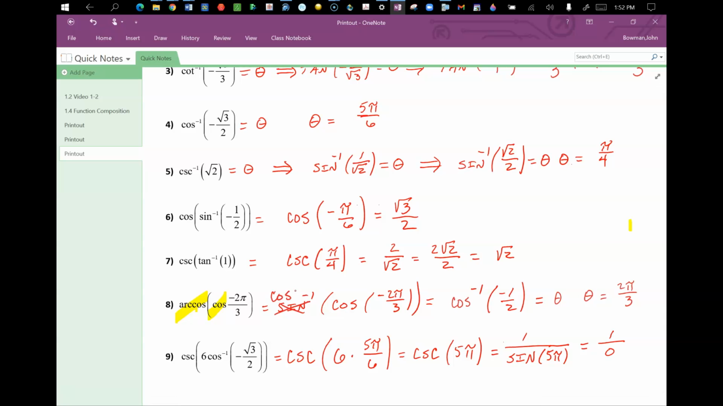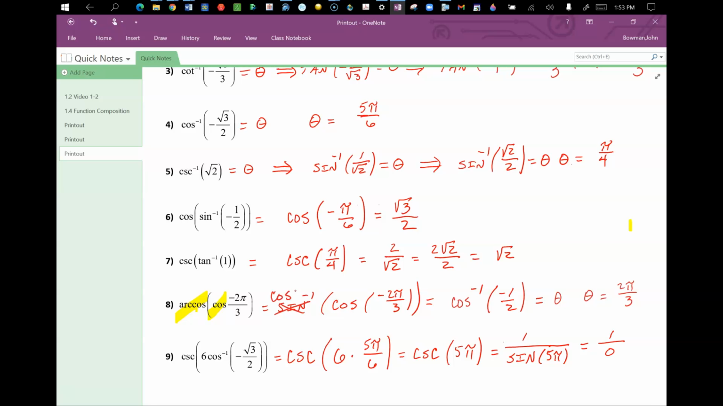So the first thing we do is we find the cosine of negative 2 pi over 3. The cosine of negative 2 pi over 3 is negative 1/2. The inverse cosine of that, the way you should interpret that is find an angle in the first or the second quadrant that has a cosine of negative 1/2, and that is 2 pi over 3. So don't assume that when you compose a trig function with its inverse that they automatically cancel each other out. They do not, and that is because of the restrictions on the range of the inverse trig functions.